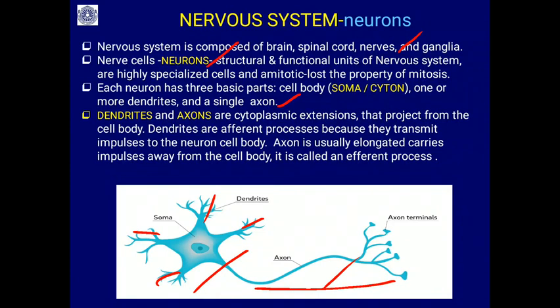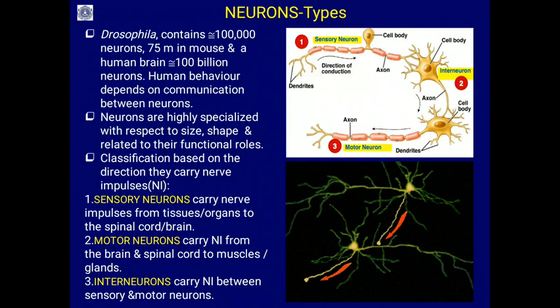Dendrites are afferent processes. Afferent means the message they carry is towards the cyton, towards the cell body. So the message goes in this direction. Then the axon is called the efferent process. They carry the message or the impulses away from the cell body. That's why they are called efferent processes.